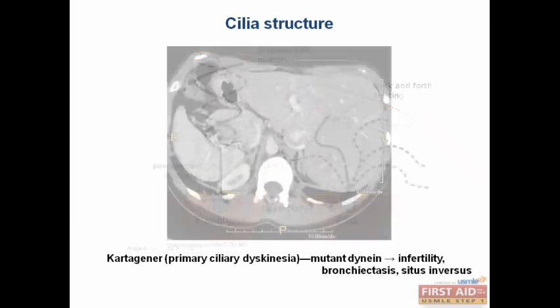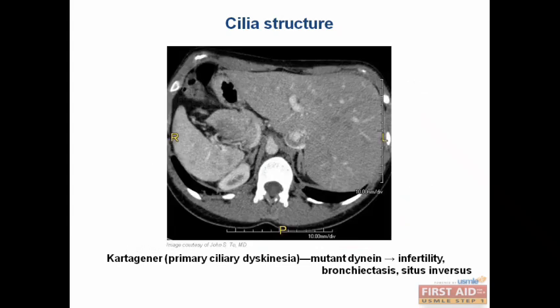And lastly, it's associated with situs inversus, which is a condition in which major organs are found on the opposite side of the body. For example, the liver should be found on the right side, but here it's found on the left.